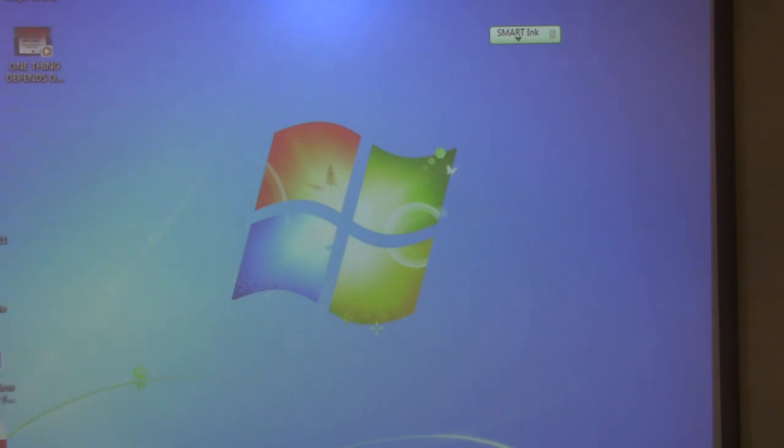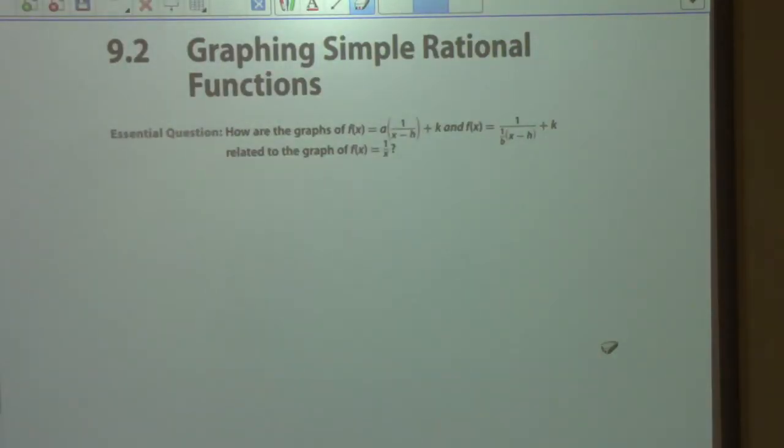Okay, what we're going to do is go into section 9.2, and we're going to work on graphing simple rational functions. Basically we're changing from 9.1, which were real world uses of rational functions. Now we're kind of regressing, if you want to call it that, into the more academic equation of what a rational function is. And here we have: how are the graphs of a times 1 over x minus h plus k related to the graph of f of x equals 1 over x? That's really what we're going to be dealing with.